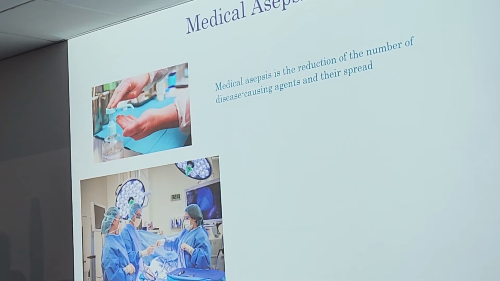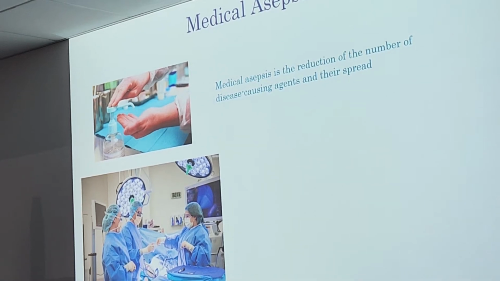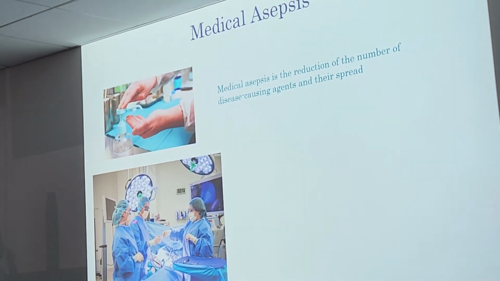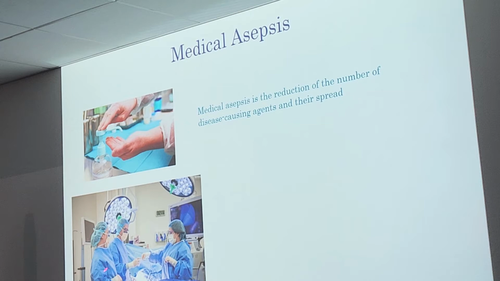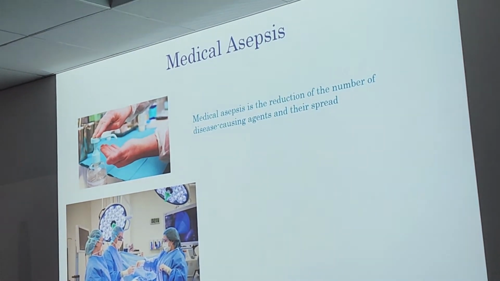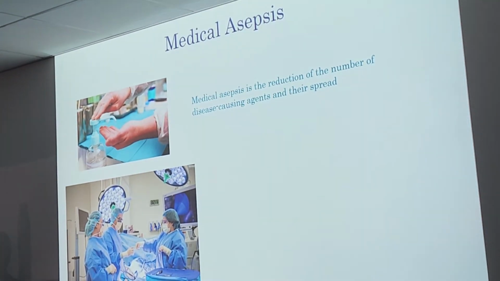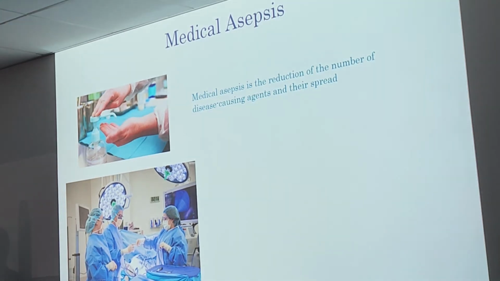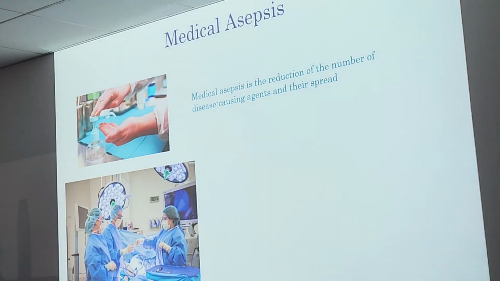So in the OR setting, you will notice that every single person has a hair cap, a mask, gloves, gowns. That is all medical asepsis. That's a way to prevent infection from spreading. They are also using surgical asepsis with the use of sterile equipment. So they use both.